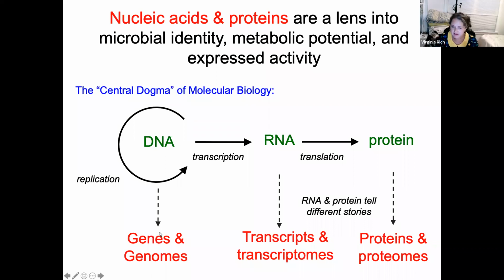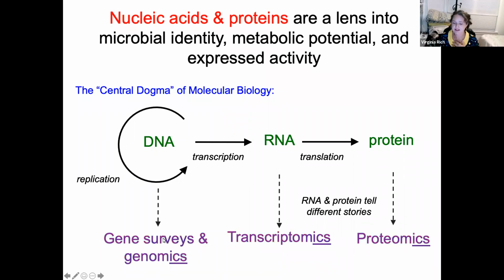The things that we actually look at when we're looking at DNA are units of genes and genomes. For RNA, it's transcripts and transcriptomes. And for proteins, it's proteins and proteomes. When we talk about a genome, we're talking about all the genes for a given organism. Transcriptome would be the entire complement of transcripts for that organism, likewise with proteomes.